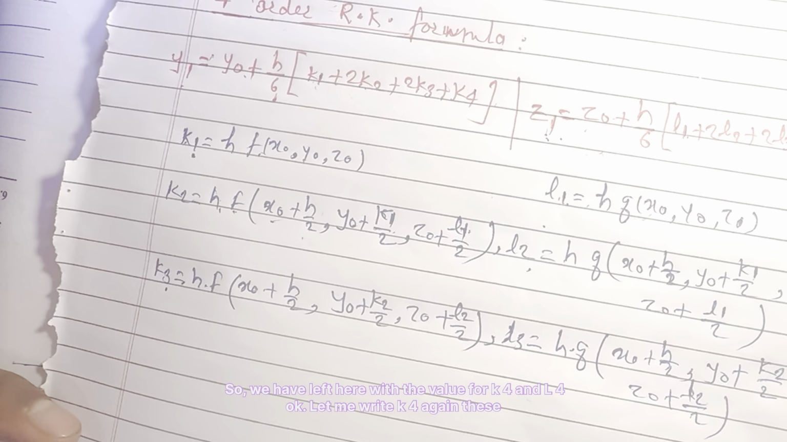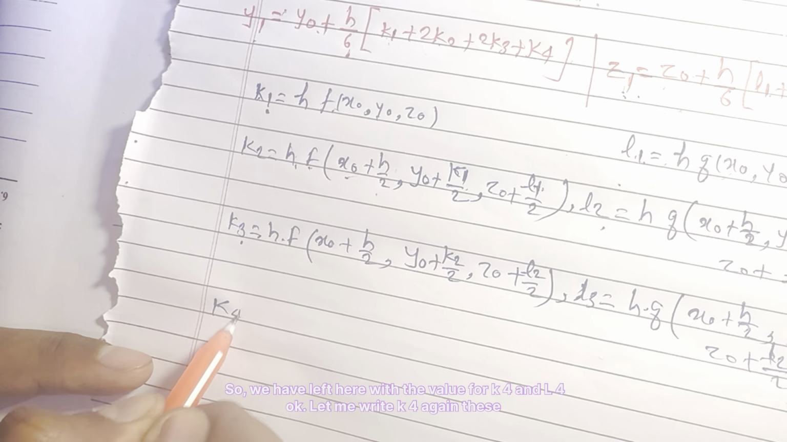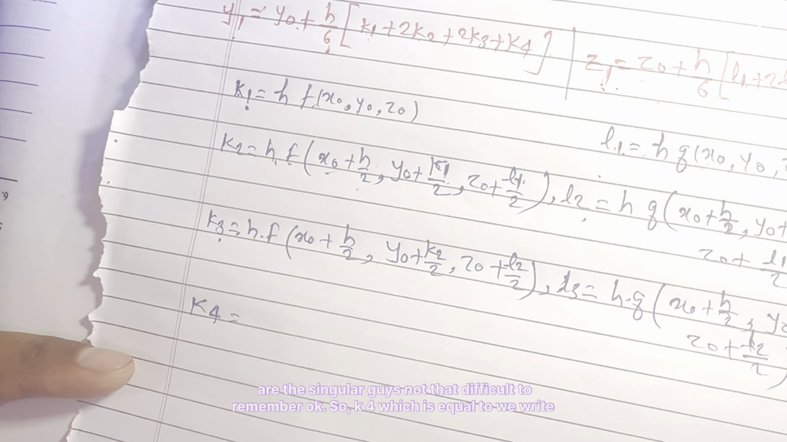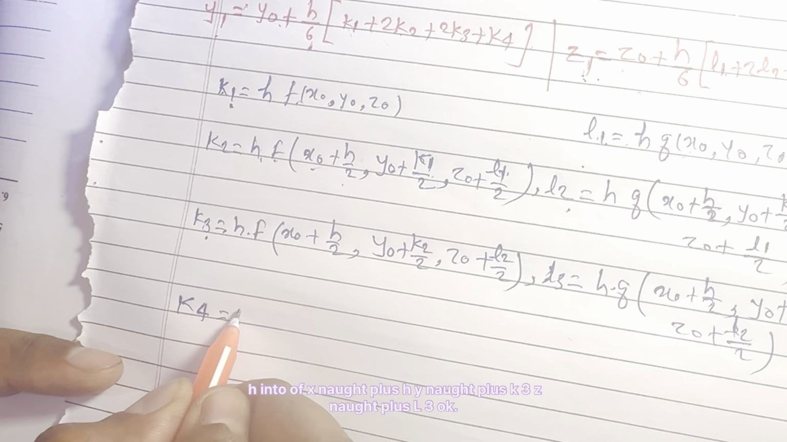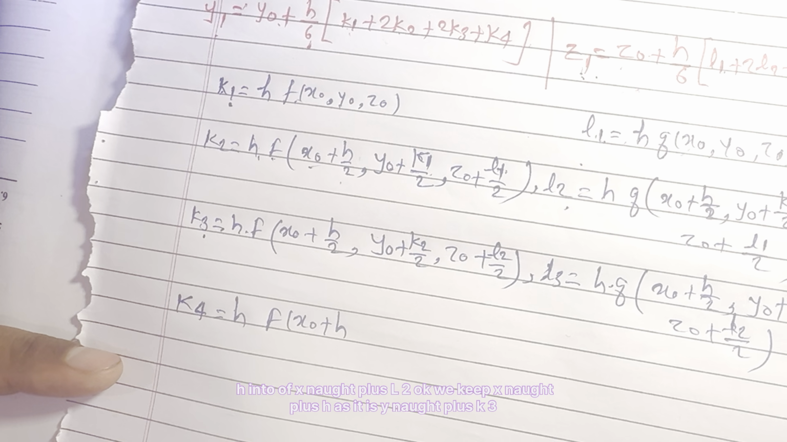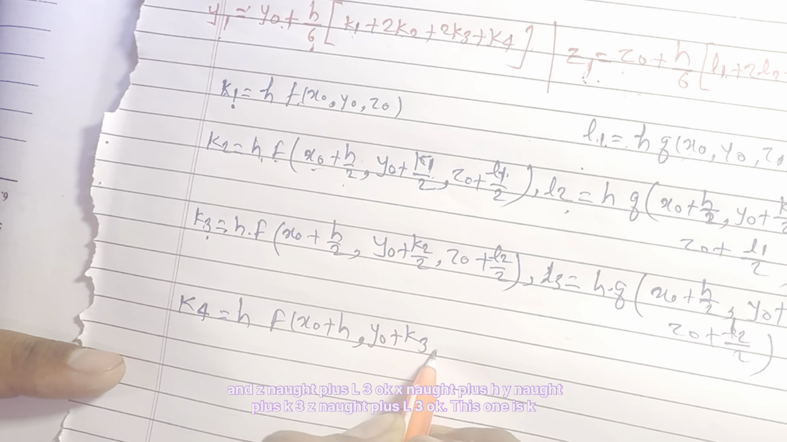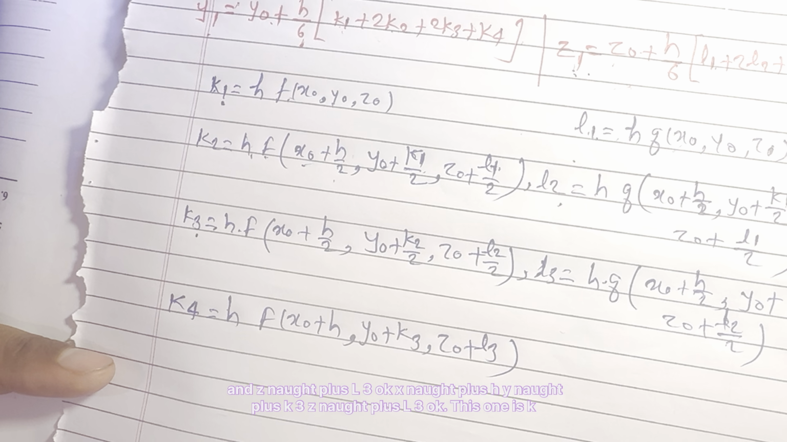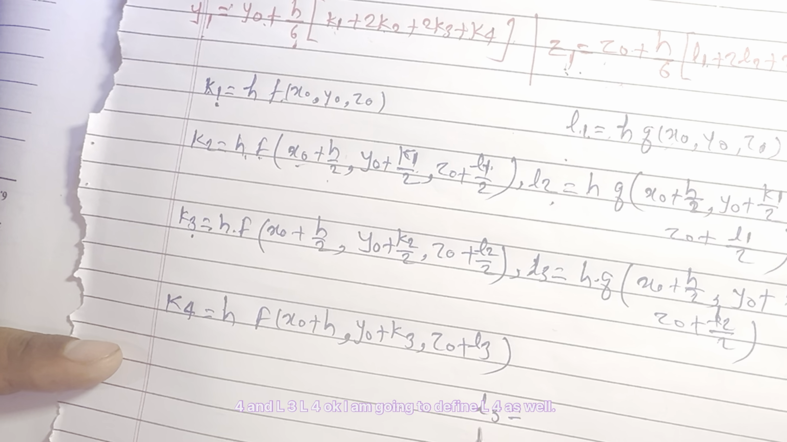So we have left here the value for K4 and L4. Let me write K4 again. These are the similar guys, not that difficult to remember. So K4 is equal to h into F of x naught plus h, y naught plus k3, z naught plus L3. We keep x naught plus h as it is, y naught plus k3, and z naught plus L3. This one is K4.